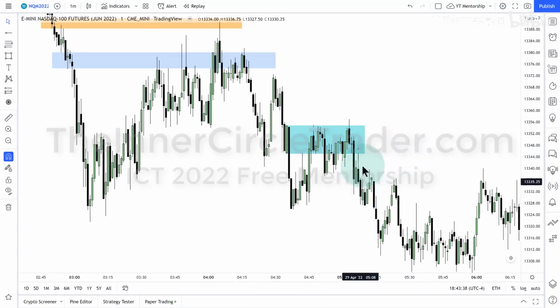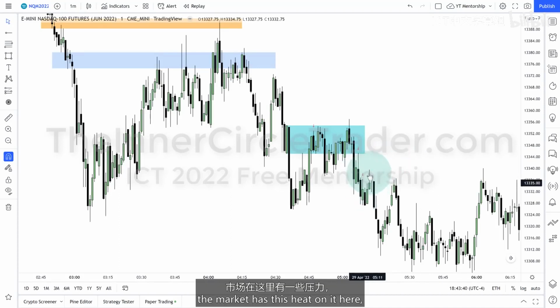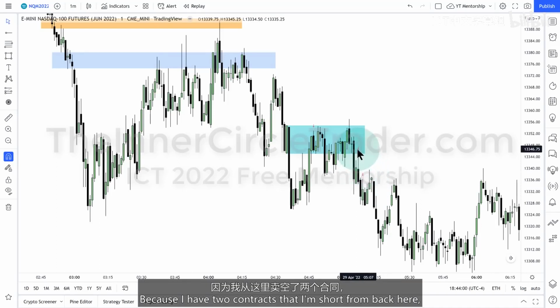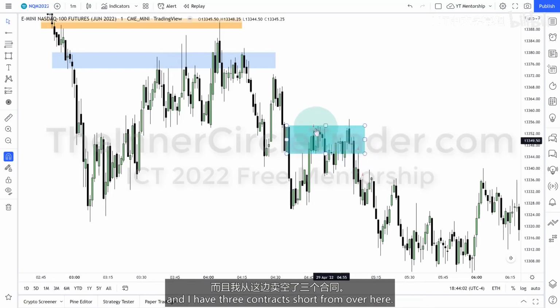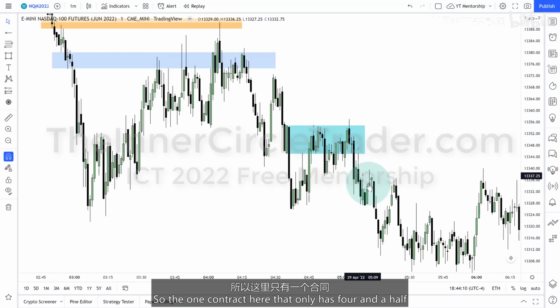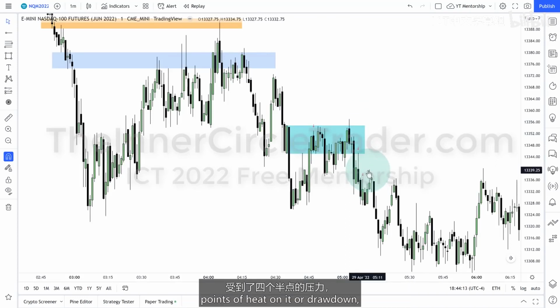Okay. So when the market has this heat on it here, the highest value that candle goes to is 13,339 and a half. So 4.5 handles. That's the heat I took on that, but only on one contract. Because I have 2 contracts that I'm short from back here, and I have 3 contracts short from over here. So I have all this built-in equity with 5 contracts. So the one contract here that only has 4.5 points of heat on it, or drawdown, it's insignificant. I don't even worry about it. I'm not thinking about it.